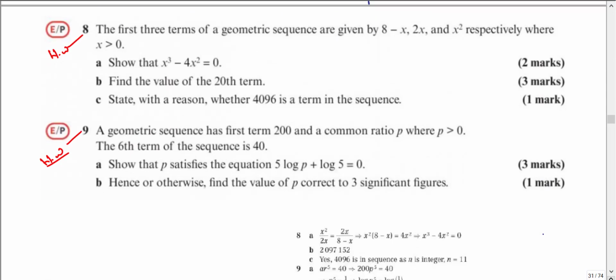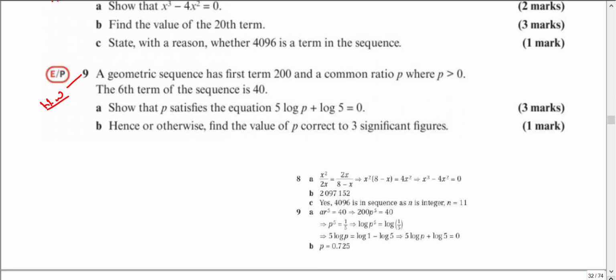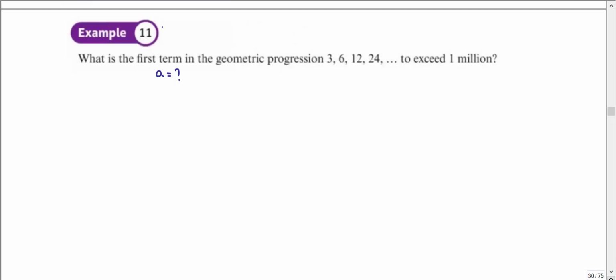So let me give you another one. They are asking what's the first term in the geometric sequence, the geometric progression? And by the way, the words sequence and progression are the same thing. Saying geometric progression or geometric sequence is the same thing. They say what's the first term in this sequence to exceed 1 million? So what is the first term in the geometric progression to exceed 1 million?